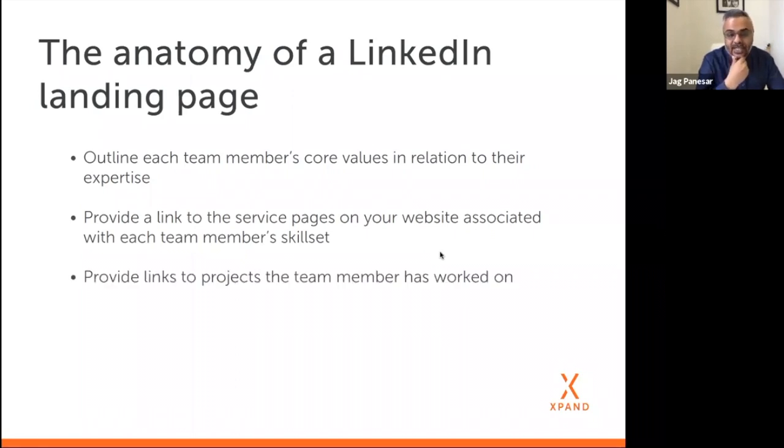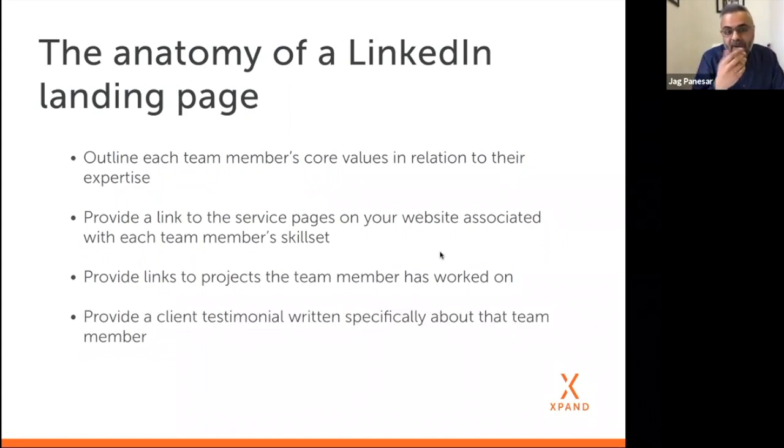Provide links to projects the team member has worked on. Now, I know that may not always be 100% relevant. It depends on how your business is set up. But the idea is that you're giving some hard evidence of what this person is capable of or has been involved in. Provide a client testimonial written specifically about that team member.